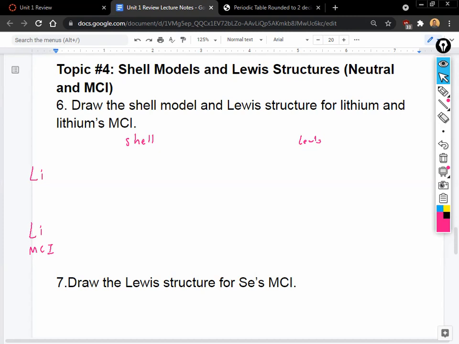All right, guys, so I'll give you another minute to try this out. At least try to get the shell and Lewis for lithium. If you don't know the MCI, that's okay, we'll go over it, but at least try to get it for lithium, regular lithium.